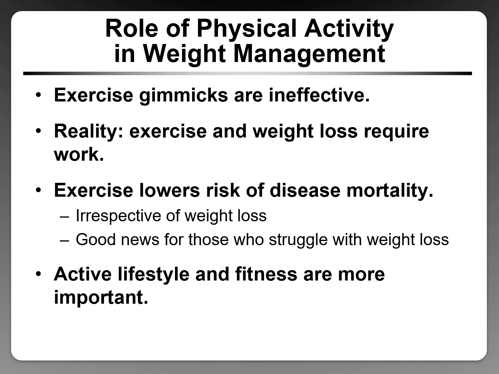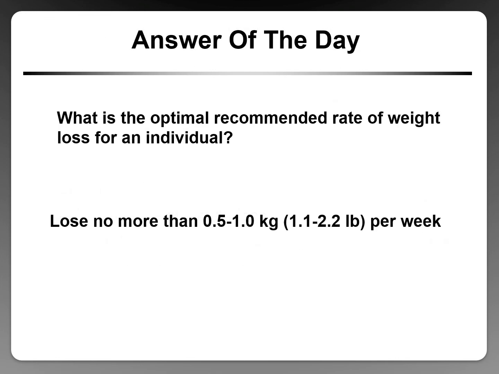Exercise does lower the disease risk and disease mortality, and that's irrespective of weight loss. So even if you're not losing any weight and you are having exercise in your routine, that's going to be beneficial to lowering your risk for mortality. Just being active, having that active lifestyle, is going to be really important no matter what your weight might be. All right, so the answer to the day is 1 to 2 pounds, or 0.5 to 1 kilogram, per week as the optimal recommended weight loss range.